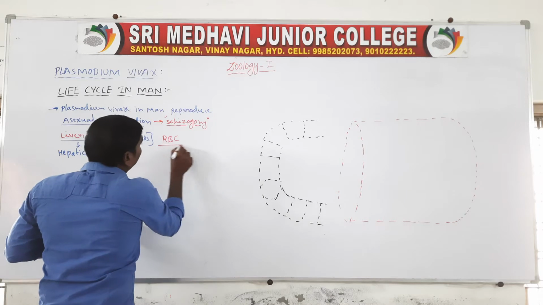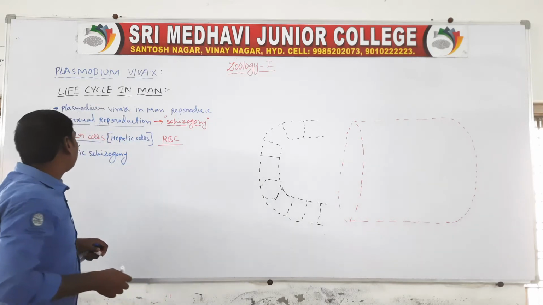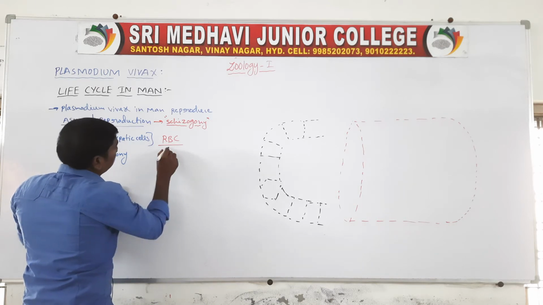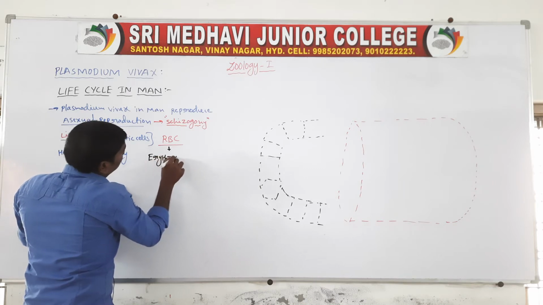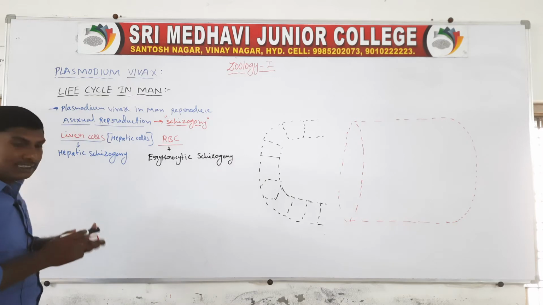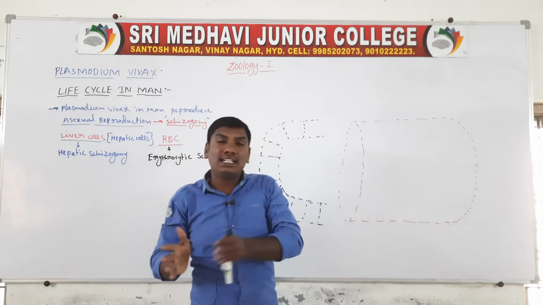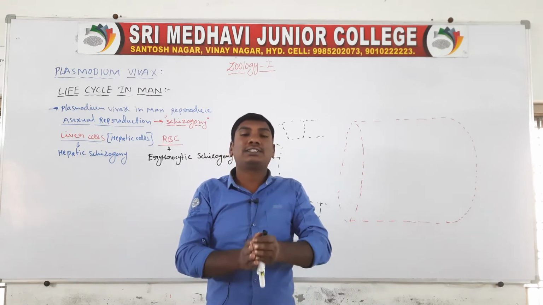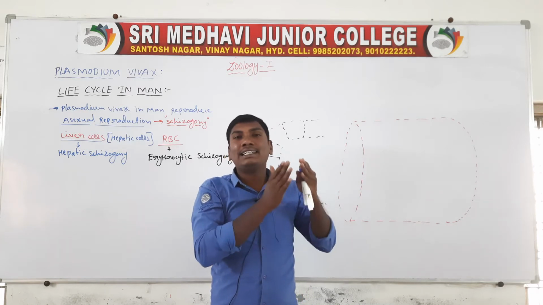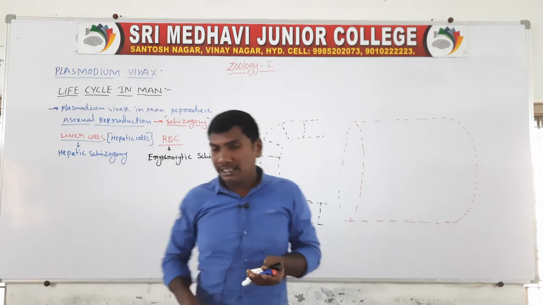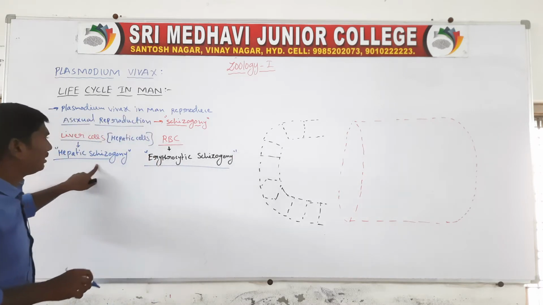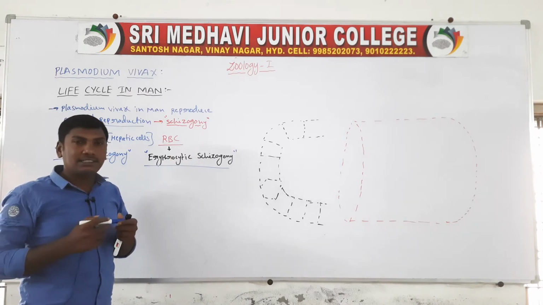Next, the red blood cells. In the red blood cells, the reproduction is called erythrocytic schizogony. So Plasmodium vivax is intracellular, living in two cells: the liver cells and the red blood cells. There are two types: hepatic schizogony occurs in the liver cells, and erythrocytic schizogony occurs in the red blood cells.